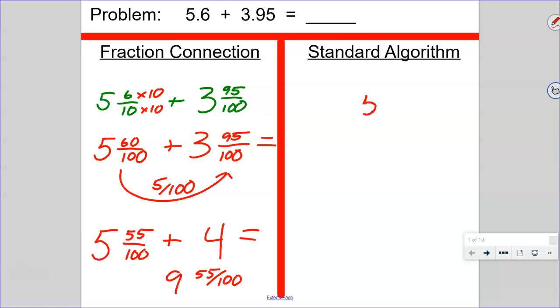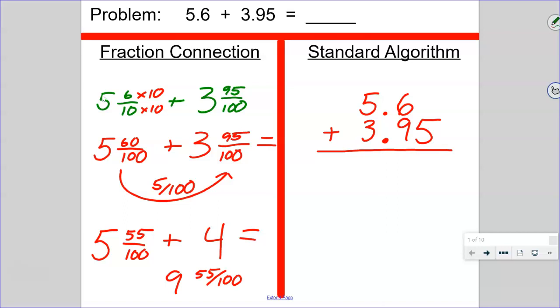So I'm going to put 5 and 6/10 right there. But now, when I put 3 and 95 hundredths underneath it, the decimal has to be directly below it right here. So that means that my 3 would be right there, my 9 would be right there, and then my 5 would be right there. And I'm going to put my plus sign and draw our line.